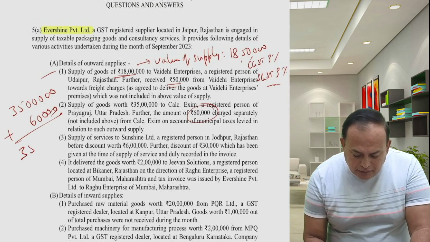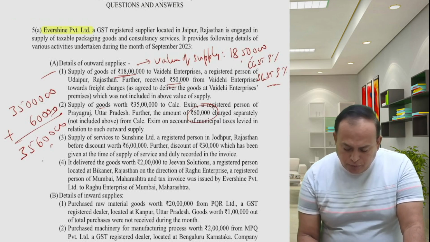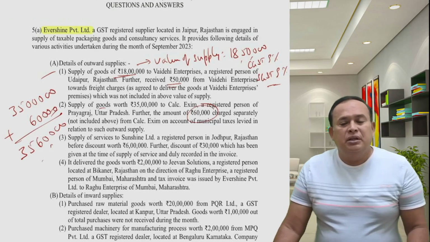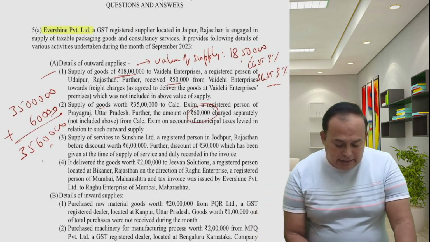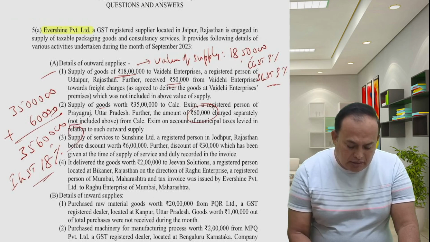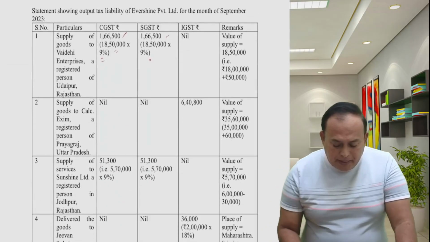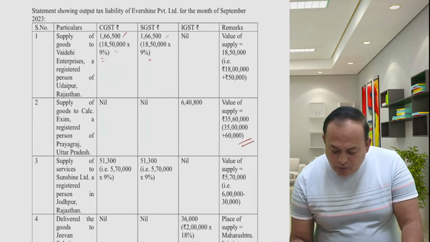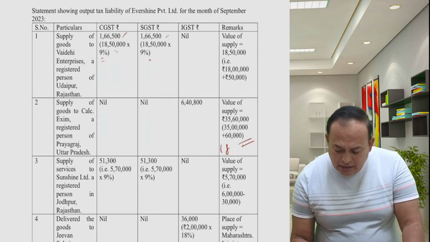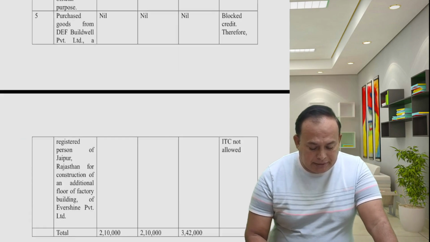Then 35 lakh 60,000. This supply of goods, where did they supply? They supplied to Uttar Pradesh from Rajasthan. Sorry. In that case, what is going to apply? IGST will apply at the rate of 18% on 35 lakh 60,000, which is also shown here in the case of 35 lakh 60,000, on which 18% of IGST is equal to 6 lakhs 40,800. Now please come back further.